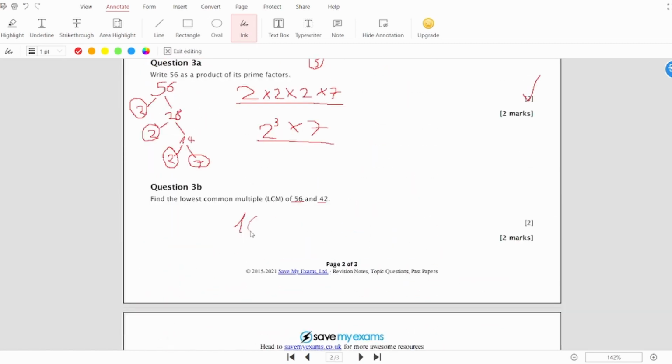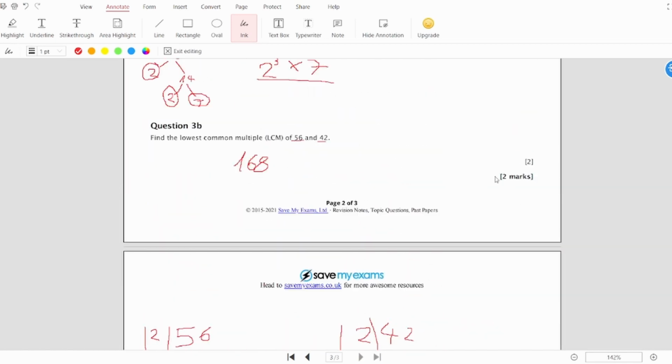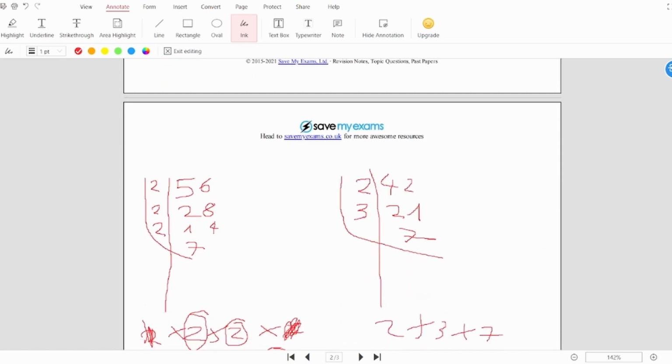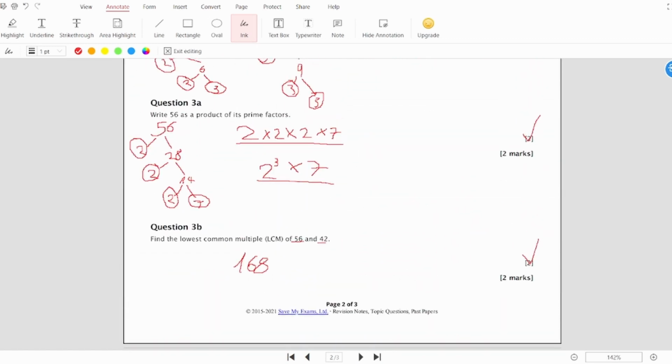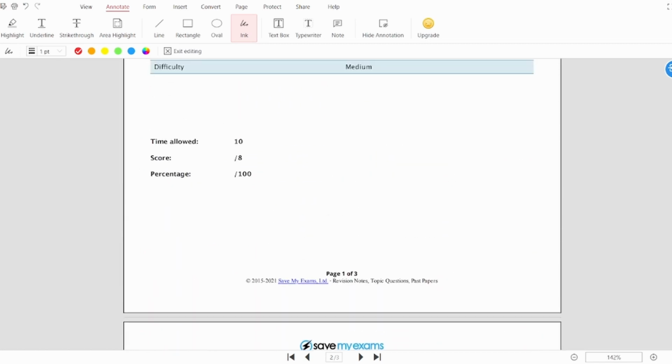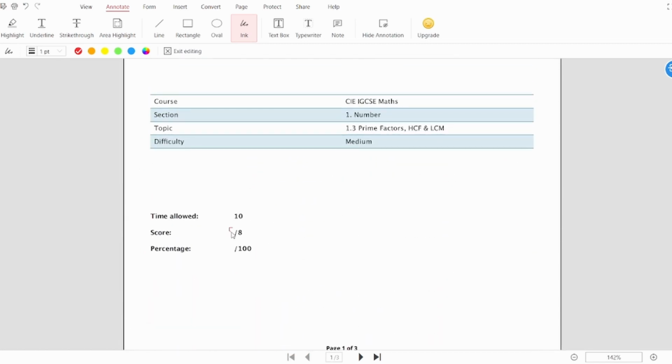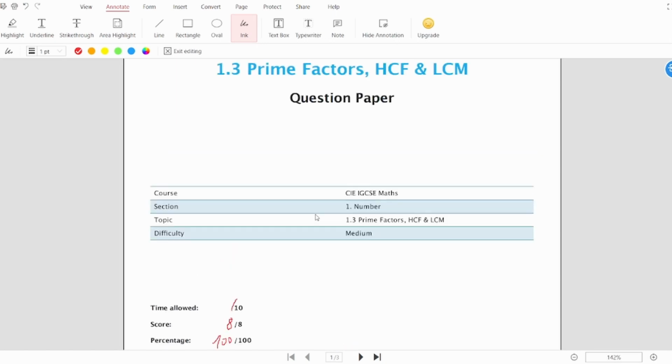You pop 168 here under the question. You showed your working, whichever method you choose to do, you get the tick, you get full marks. As you can see, there are no more questions. We have completed this. That's 2, 4, 6, 8. We got 8 out of 8 marks. We did it in under 10 minutes probably, so we did it right. That's 100% obviously, but that doesn't matter.